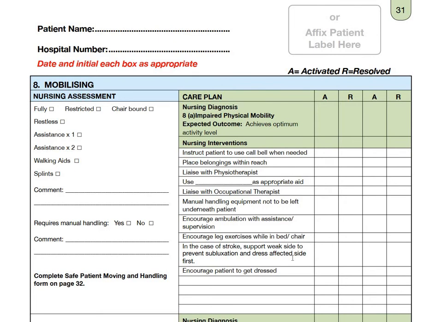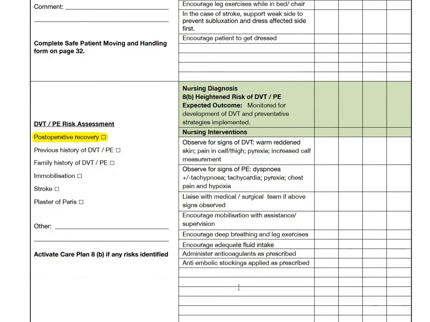In case of stroke, support weak side to prevent subluxation and dress affected side first. Encourage patient to get dressed. And you have blank interventions here, so you can make it individual for your patient and document your own interventions. The next part of the Mobilising care plan is your DVT and PE risk assessment.